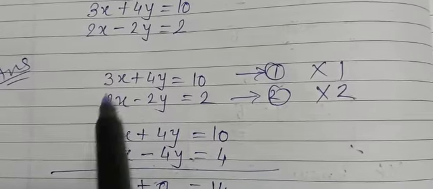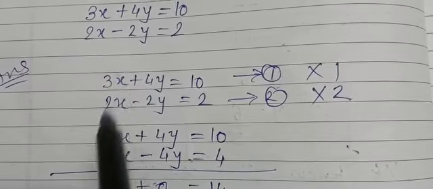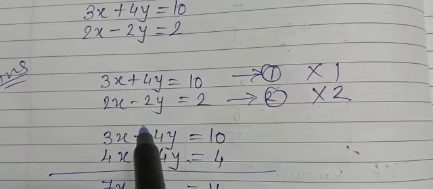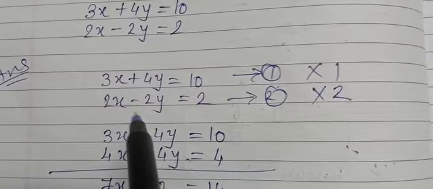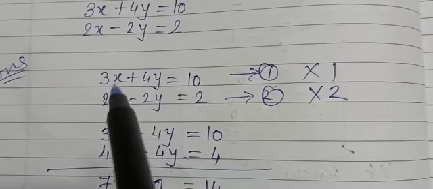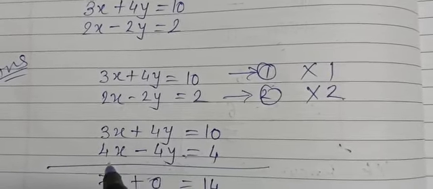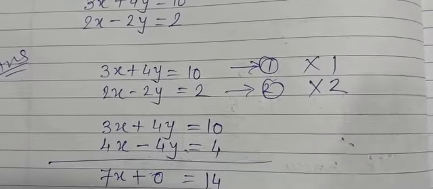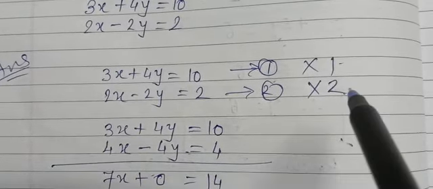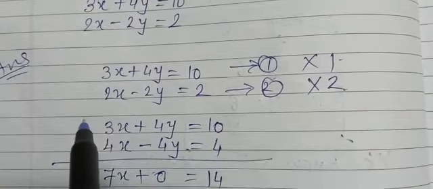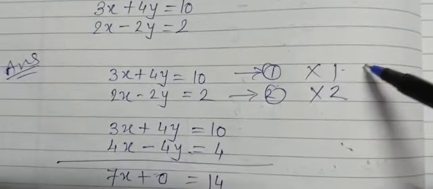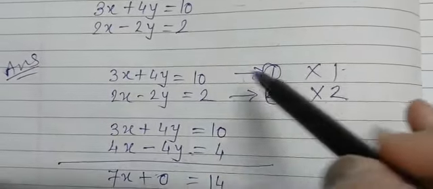Here it is 3x and 2x, two different numbers, so I cannot eliminate directly. Here 4y and minus 2y, so I cannot directly eliminate either. For that I have to make them identical, either x or y. I cannot make both identical, otherwise I will not be able to find any of the values. So multiply the first equation by 1 and the second equation by 2.